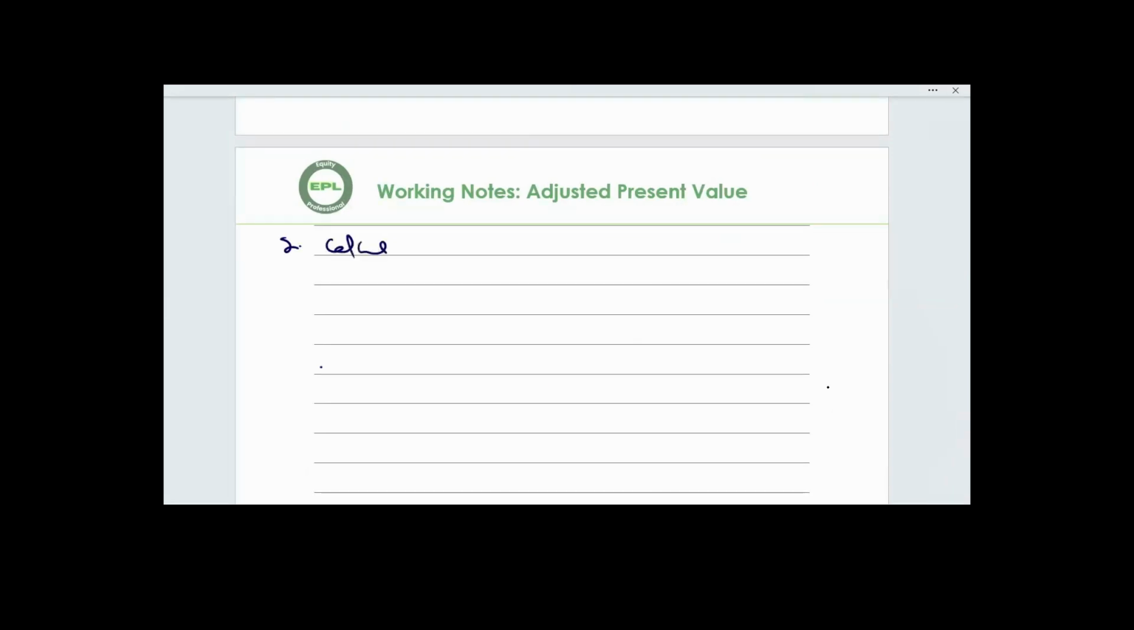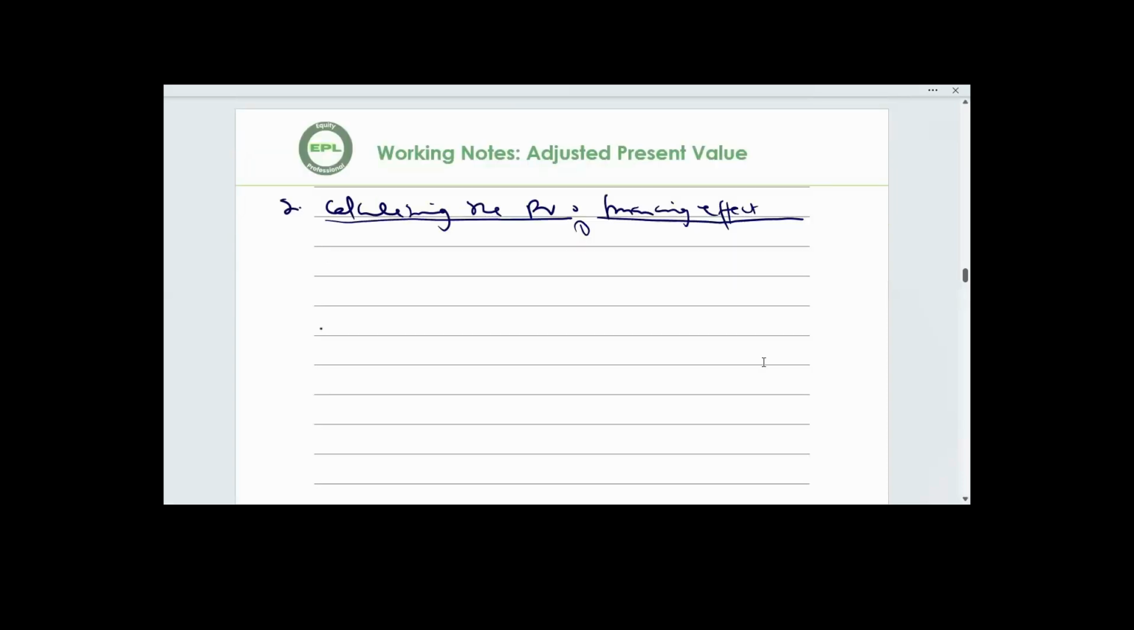calculating the PV of financing effects. What are you supposed to do? 3 stages. You need to calculate the PV of cash saved, sorry, PV of issue cost. Let's start from there. PV of issue cost. In this question, issue cost is not separated into debt and equity. It's purely debt.